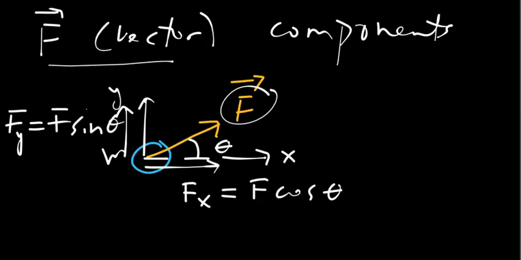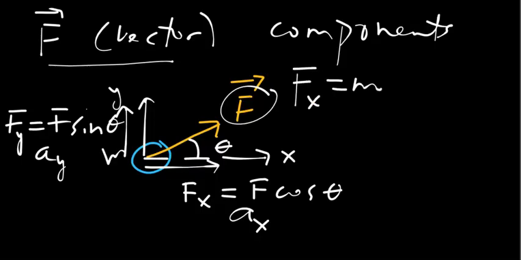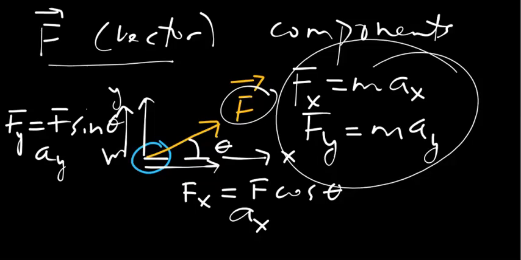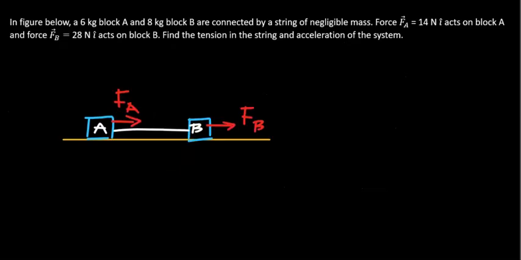What that also means is it has a y component for the acceleration and an x component for the acceleration. So we say Fx equals mass times ax, Fy equals mass times ay. So the object in general will be accelerating both along the x and y directions because there are forces along those two directions. Let's look at the following problem.